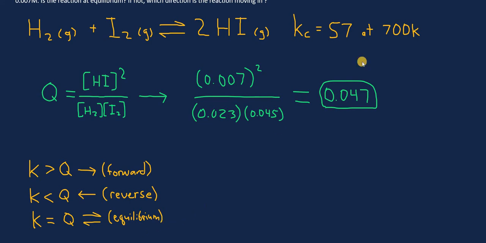In our circumstance, our equilibrium constant is 57, and our Q value is 0.047, so it's pretty obvious that K is much bigger than Q. So this is the scenario we're looking at for our reaction. Based on the concentrations we were given, our reaction would be moving in the forward direction.